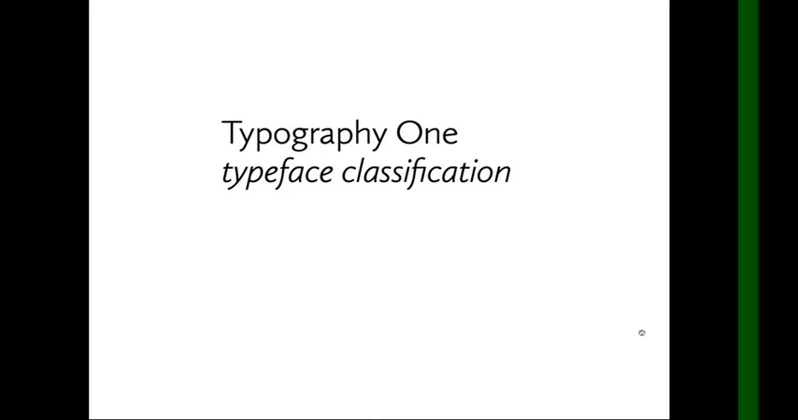So this is your introduction to typeface classification. This will be our second and final quiz, the second and final skill that I'm going to test you on.